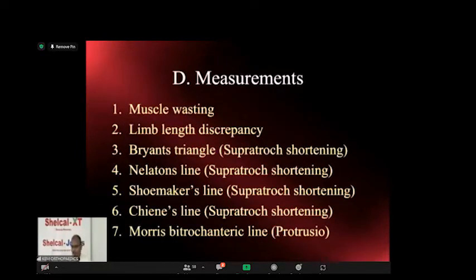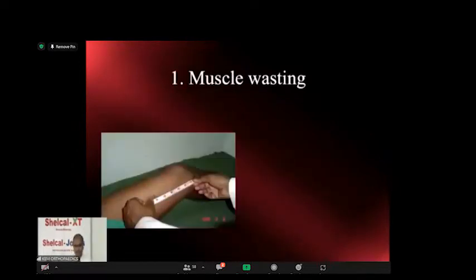Next, we come to the measurements and the special tests. Okay, so measurements, first thing is the muscle wasting. Okay, first locate the joint line. First locate the joint line. Then from the joint line, you take about 6 inches or 15 centimeters or whatever.